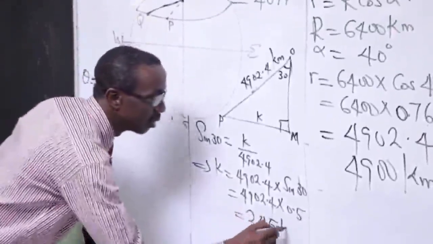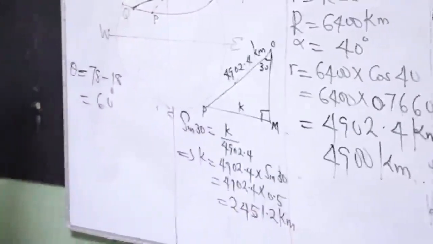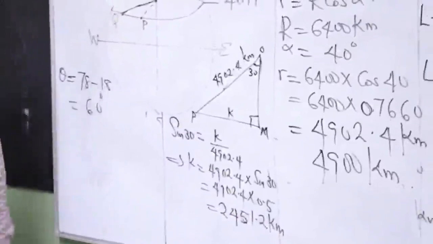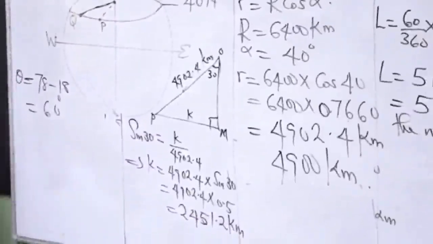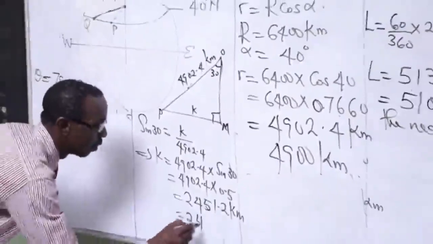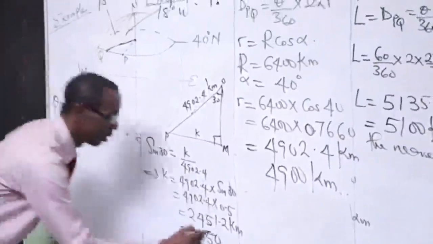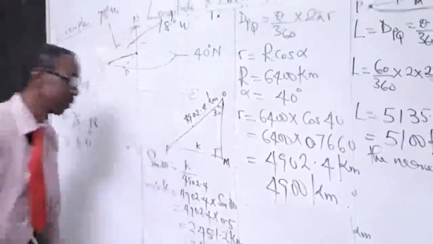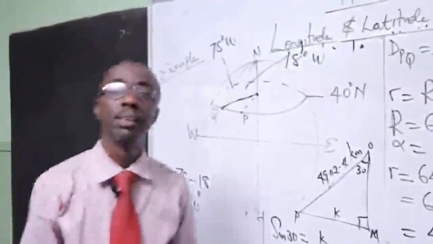Finally, 2,451 kilometers. To the nearest 10 kilometers, that will be 2,450 kilometers. That's the nearest 10 kilometers. Am I still communicating? Yes, sir.